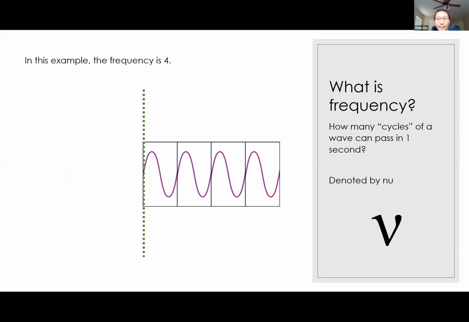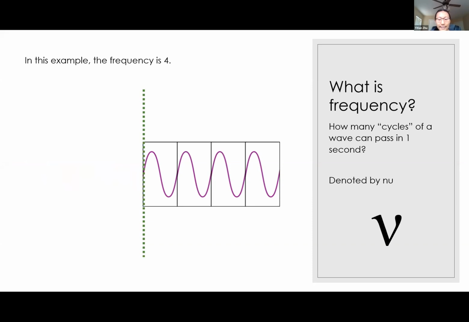Frequency is denoted by mu, which is another Greek letter. It looks like the letter V, but it's actually mu. Also, it is in the units of inverse seconds. Now, you might think this is really weird. How can I have an inverse second? But let's look at this example.